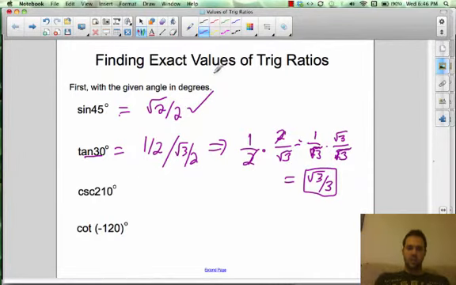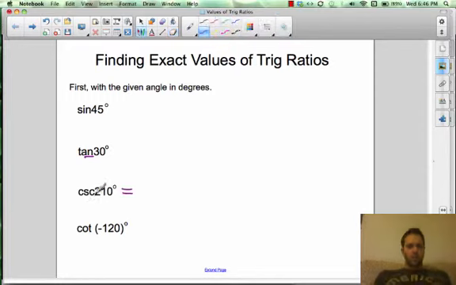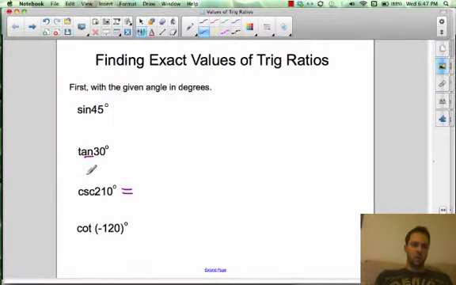Alright, cosecant of 210. Now this one will work a little differently because we're working with a reciprocal trig function. What I like to do is think about what the reciprocal function of this is, which is sine. So cosecant will be giving us the reciprocal of the y value. If we look at our unit circle, 210 degrees is this dot right here, and the y value is negative 1/2. So the sine of 210 would give us negative 1/2.